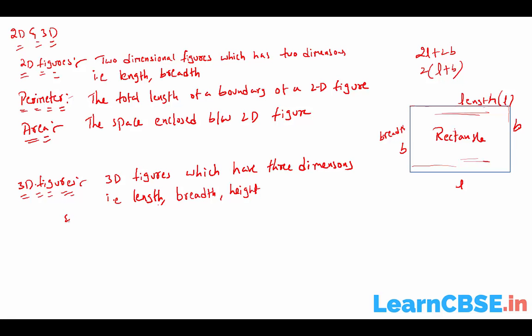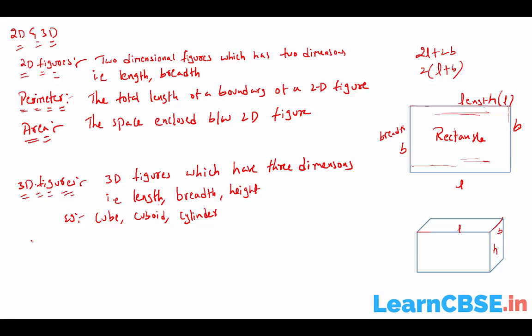For example, cube, cuboid, cylinder, etc. Not only these things, the human body, every object which we can see and touch is three-dimensional. See, this is the cuboid. If you observe here, we have three dimensions: length, breadth, and height. Each is one dimension. So here we have three dimensions.